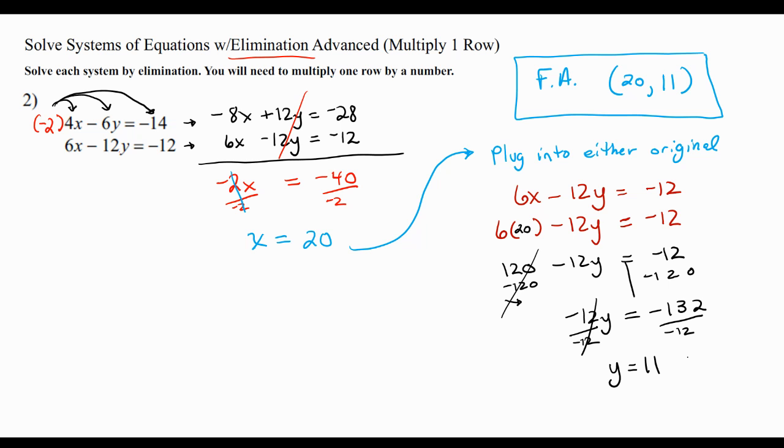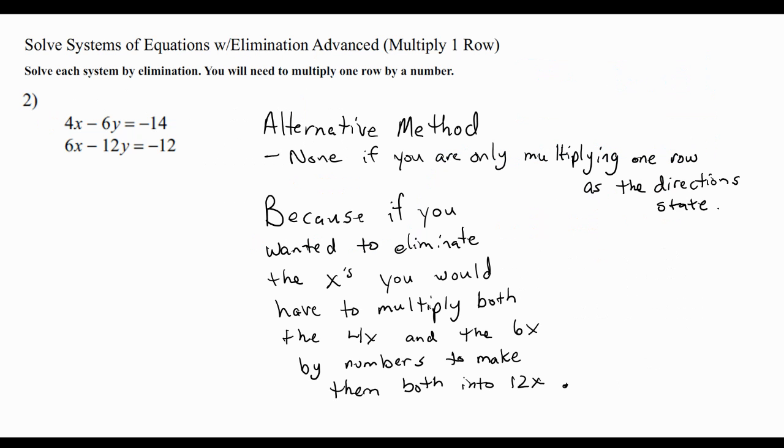Okay, we're going to move on. And like I said, this number 2 does not have an alternative method. There is none if you're only multiplying by one row as the directions told you to do. So just try to find one row to multiply by, right? Because if you wanted to eliminate the x's on number 2, you would have to multiply both the 4x and the 6x by numbers in order to make them both into 12x and negative 12x. So that's the reason why.